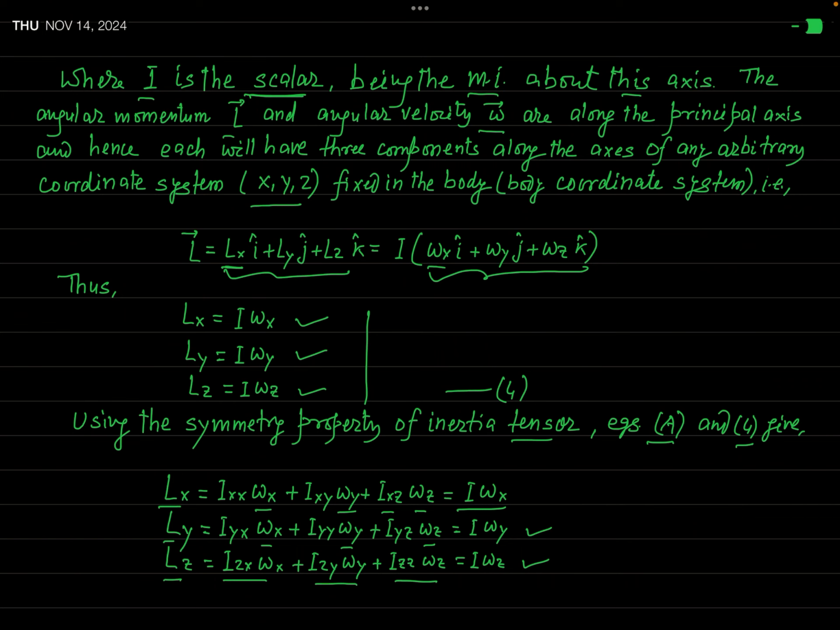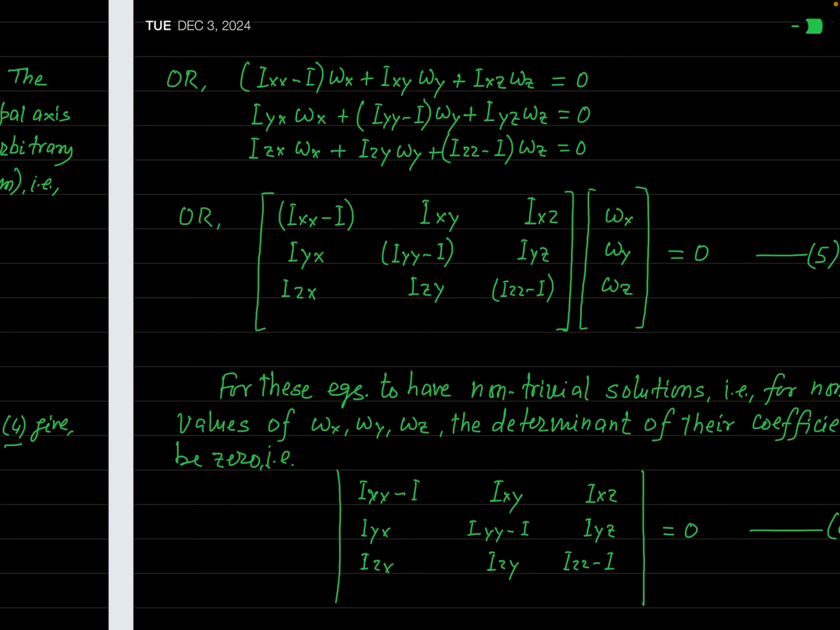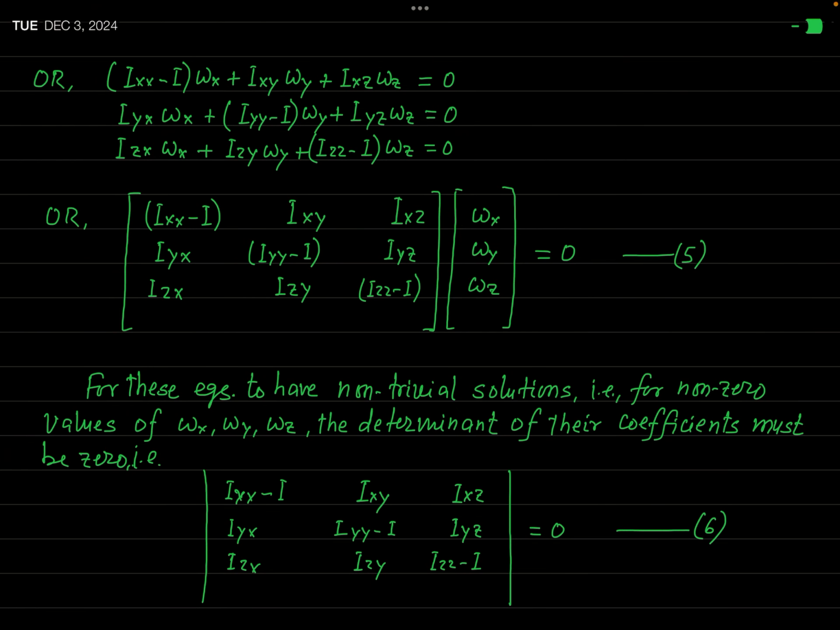Okay. Now see, if you bring the terms I omega x, I omega y and I omega z from the RHS of these equations to the LHS, what will be your equation? You can see this will become Ixx minus I times omega x plus Ixy omega y plus Ixz omega z equal to 0. And similarly, the second equation now becomes Iyx omega x plus Iyy minus I omega y plus Iyz omega z equal to 0. Okay, you can see. And the third equation becomes like this.